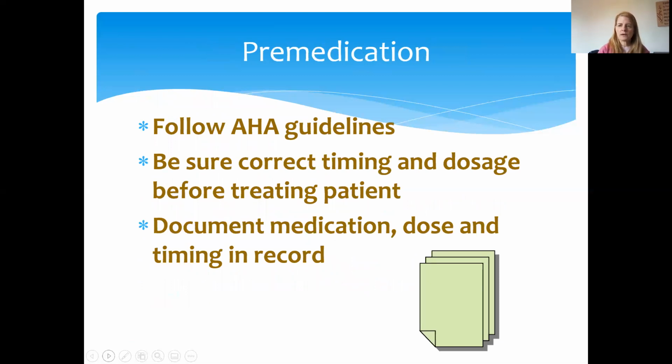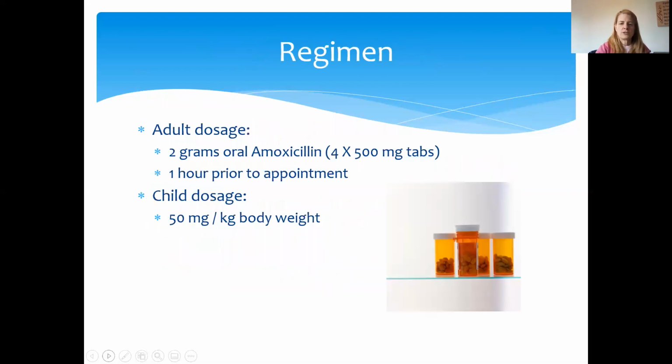For premedication, we want to follow the American Heart Association guideline and be sure that the correct timing and dosage is happening before we treat the patient. We want to document the medication that they're taking for premedication, the dose, and the timing. So the premedication regimen for an adult is 2 grams of oral amoxicillin an hour before the appointment. So 4 500 milligram tablets. Child dosage is based on weight, and the doctor would figure out the milligrams based on body weight.